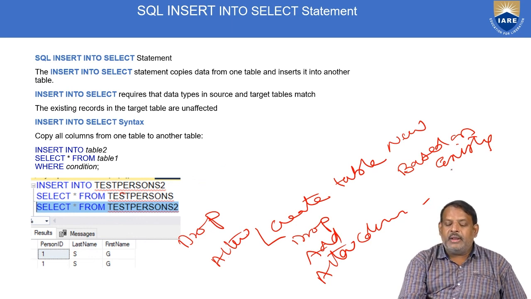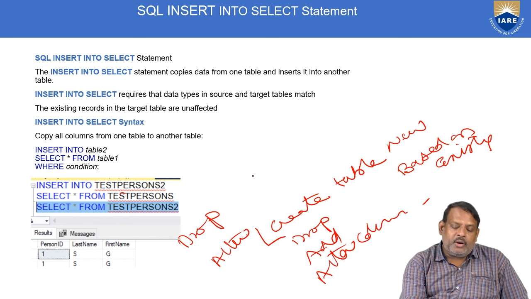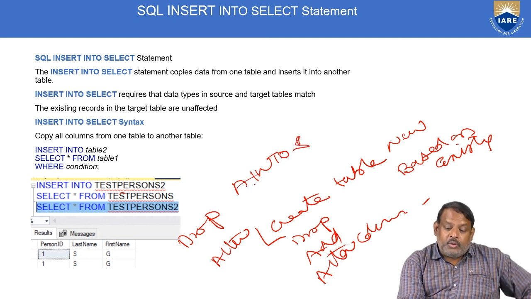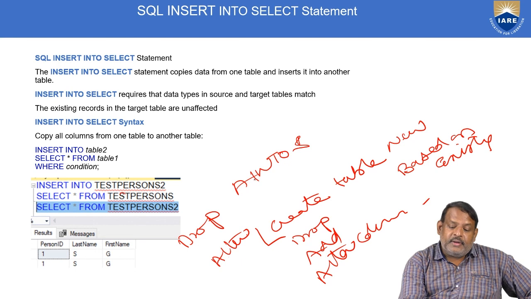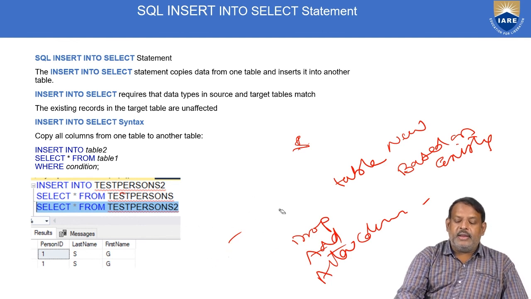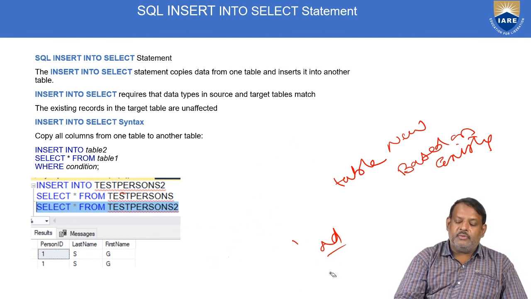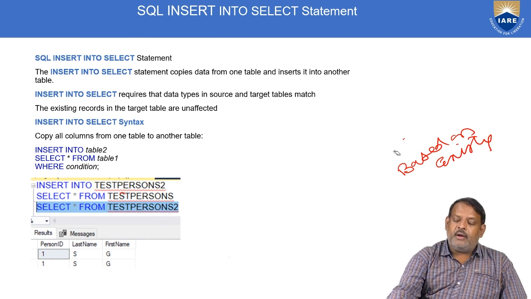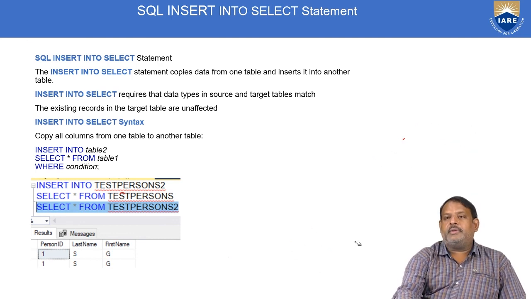If there is no table existing, we have to use the command called SELECT INTO, which makes a copy of A into B. So if I say A into B, all the content from A will be copied to B. This completes the table commands which are used to create, drop or alter table structures.